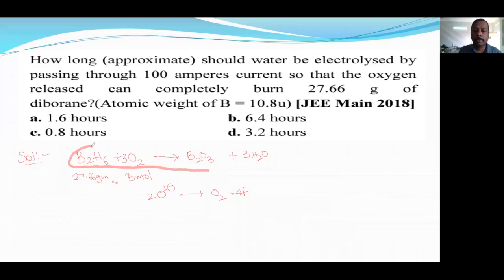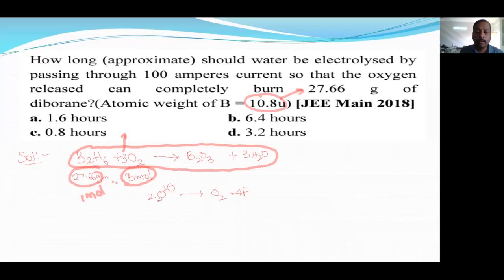B2H6 on burning will give you boric anhydride, that is B2O3. After balancing, 3 moles, here it is given 10.8. Don't take your atomic mass approximately. When you use it, you will get 27.66. That means 1 mole of B2H6 requires 3 mole of oxygen. And people are doing wrong here. See here, 2O2-, therefore it will be 4 electrons. 4 electrons will give you 1 mole of O2. So 4 into 96500 will give you 1 mole. But we require 3 mole, so 3 mole will be 3 into 4 into 96500.